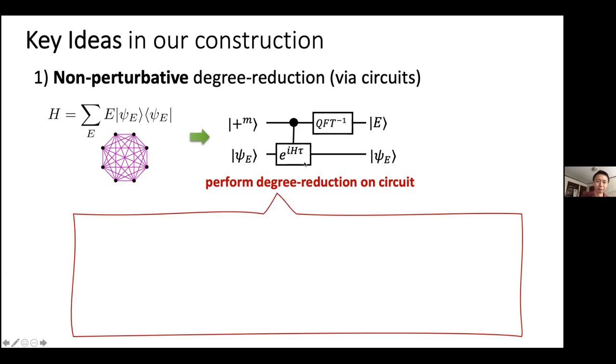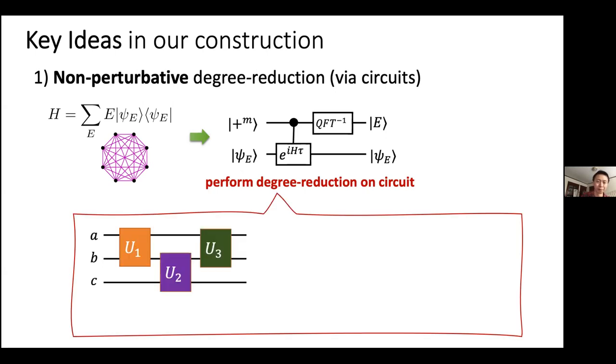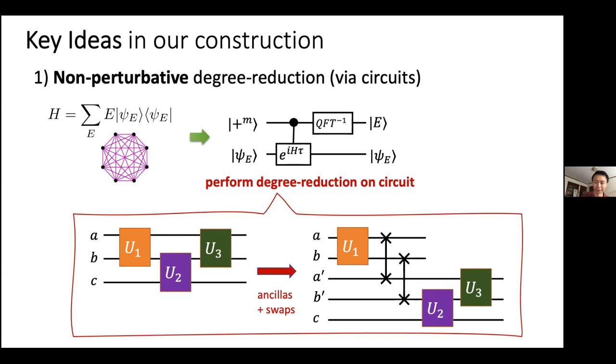That's because if you give me any circuit, you can make sure that each qubit is only acted on by a constant number of gates by simply adding ancillas and swap gates as follows. Once you apply any gate and you swap to some new fresh ancillas, you can make sure that the original qubits are no longer touched for the rest of the computation, and that's why they're only acted on by a constant number of gates. Once you have this degree-reduced circuit, you can map it back to a Hamiltonian that also has constant degree using some version of the Feynman-Kitaev clock Hamiltonian construction.